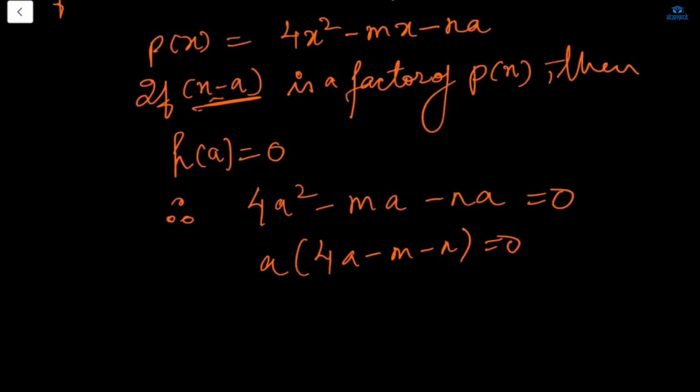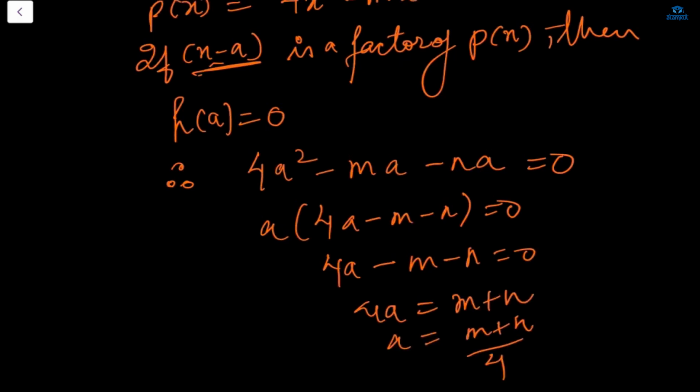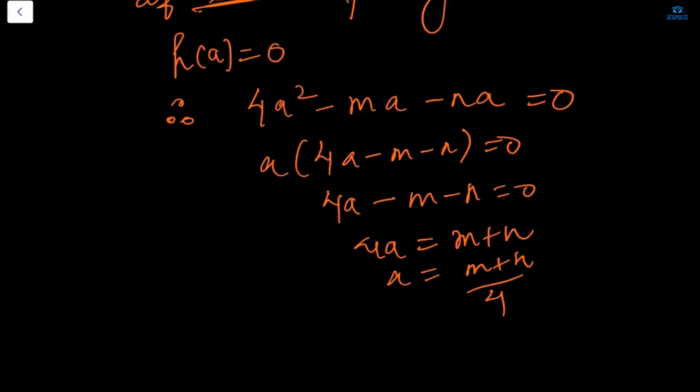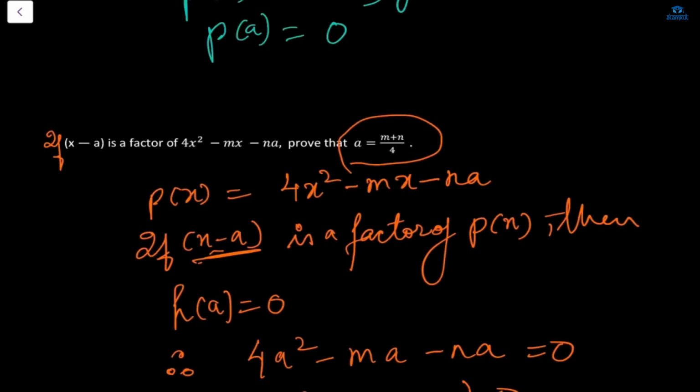If a goes to the other side, it will be 0. So 4a minus m minus n is equal to 0. Okay, so 4a is equal to m plus n, and a is equal to (m plus n)/4. Because we need to prove that a is equal to (m plus n)/4, you can see we have got it. Okay, this is one type of question. It may not be only to prove; it may just be given to find out the value of a, if this is a factor of this polynomial.